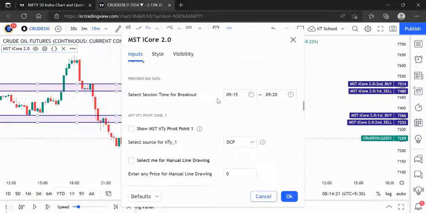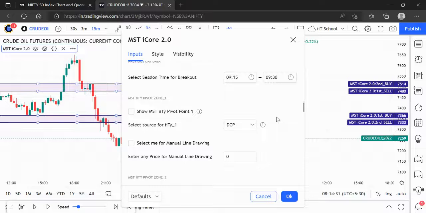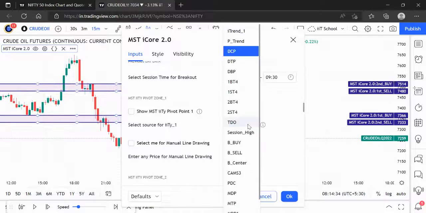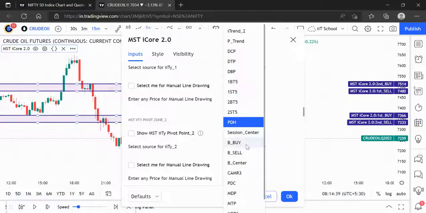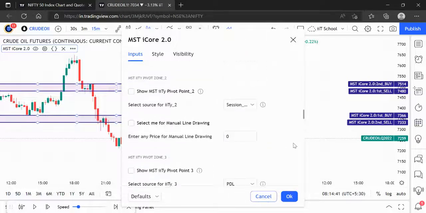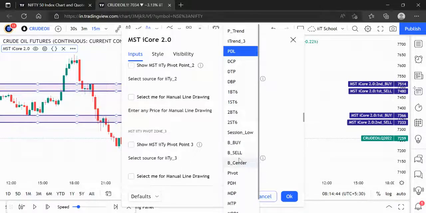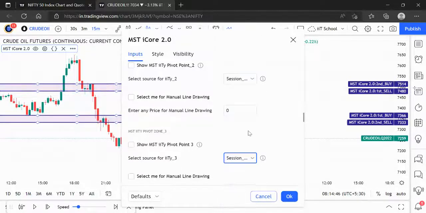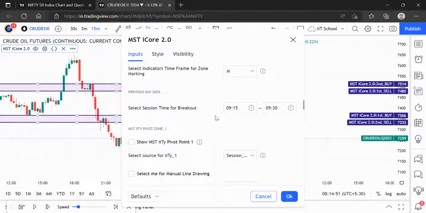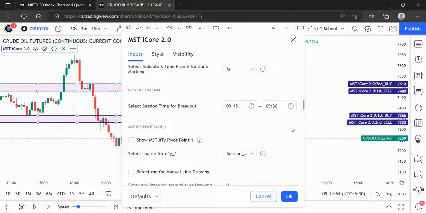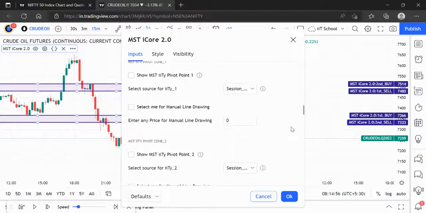Again, we have one more facility, that is a breakout strategy. Many people are interested in finding the breakout. Suppose say the 9:15 to 9:30 high and low. It will be marked automatically by using this software. So here you have to select session high, then come down and select the session center. Then you can select the session low. Now if you do all these things, the session high and low will be formed automatically, and based on the breakout method you are following, that will be used here.